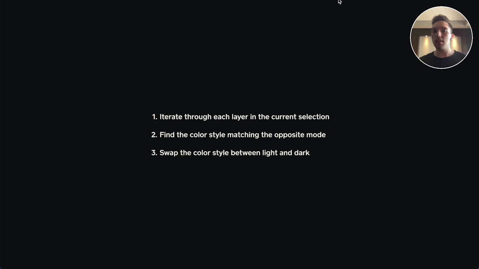And so the kind of three-step breakdown of this one is that in the plugin code, it's iterating through each layer in the current selection. It's then finding each color style that matches the opposite mode. So if it's currently light/label, I want to find dark/label. And then it's literally swapping the color style between light and dark mode. So just flipping, turning the lights on and off, basically.